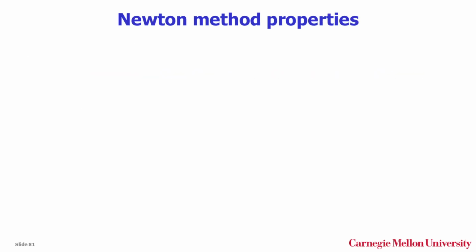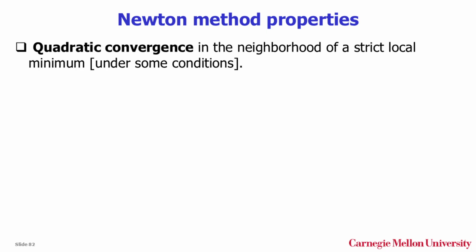Let us continue and discuss some other important properties of Newton's method. Under certain conditions, Newton's method can achieve quadratic convergence in the neighborhood of a strict local minimum. On the positive side, this is very fast, much faster than the gradient-based optimization methods we discussed earlier.